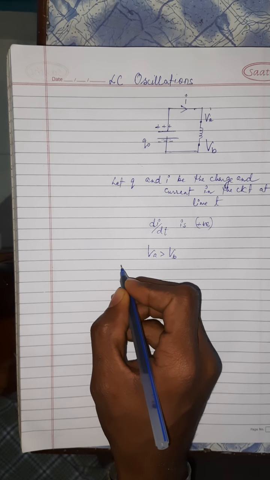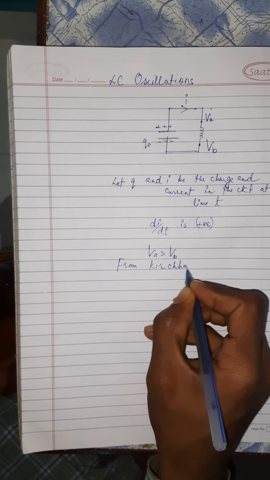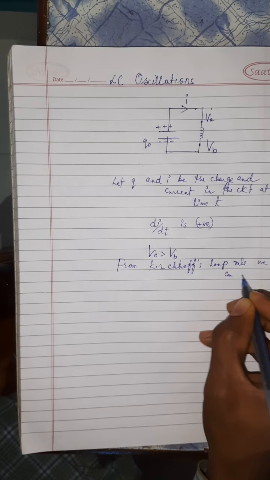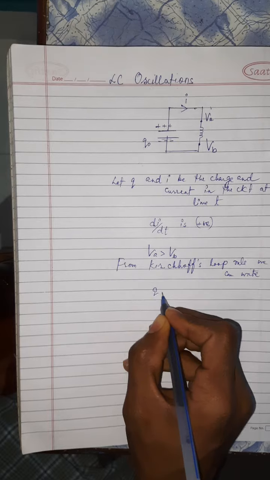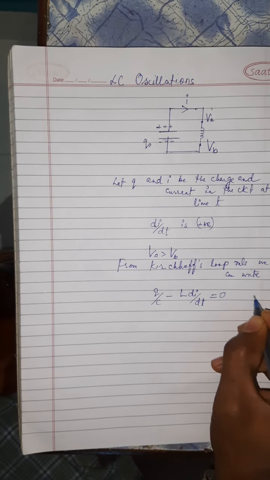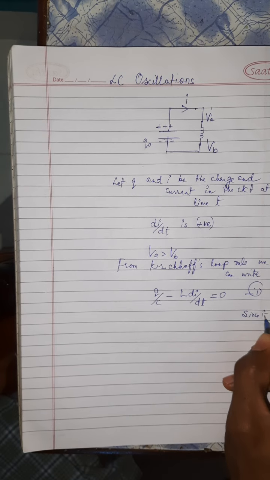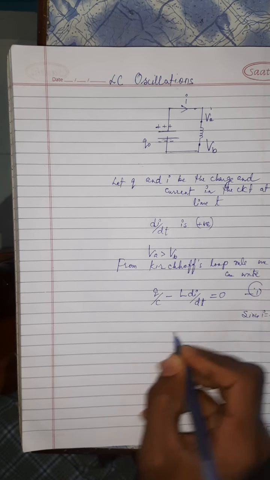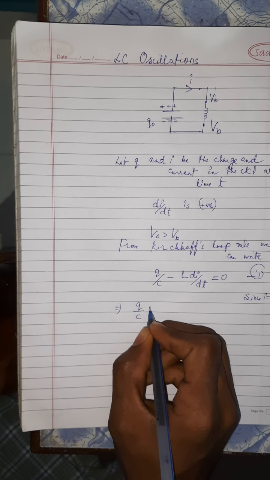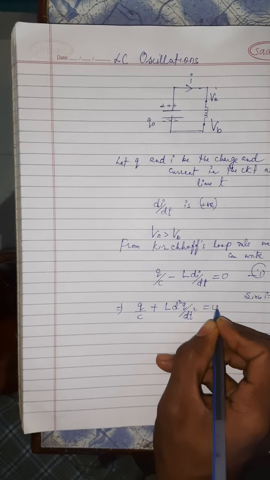So from Kirchhoff's loop rule, we can write Q by C minus L di by dt is equal to 0. Since I is equal to minus dQ by dt, substituting in equation first, we can write Q by C plus L d2Q by dt square is equal to 0.